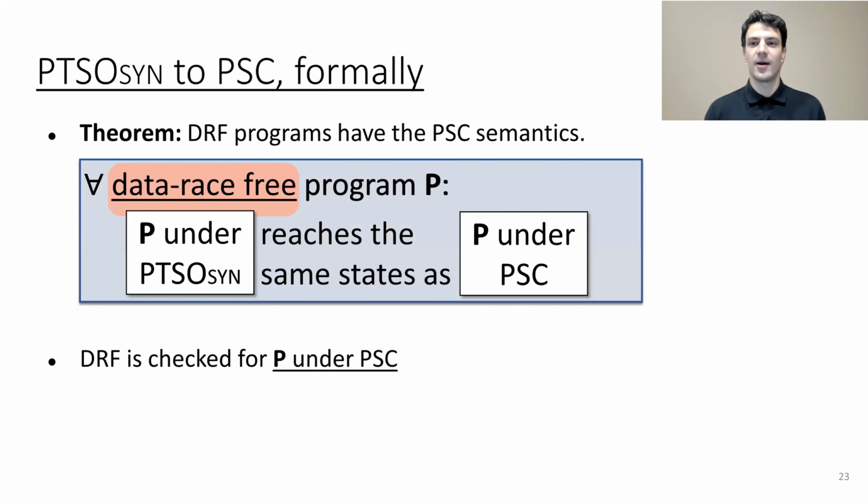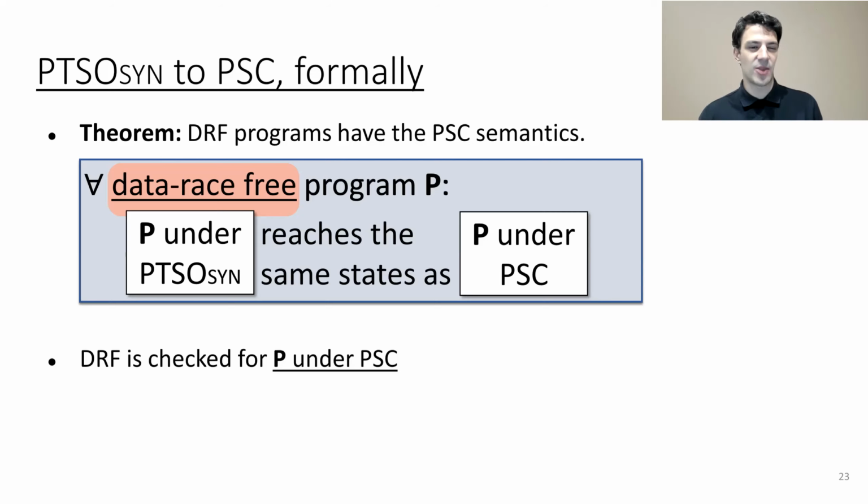So we prove that this version of persistent sequential consistency is connected to PTSOSYN with a data race freedom theorem. We prove that every data race free program P, when you execute it under the PTSOSYN semantics, reaches the same states as when you execute it under the PSC semantics. And importantly for such a theorem, DRF is checked assuming the stronger semantics. So you check it about the program P under the semantics of persistent sequential consistency. Important because it is simpler to check, of course.